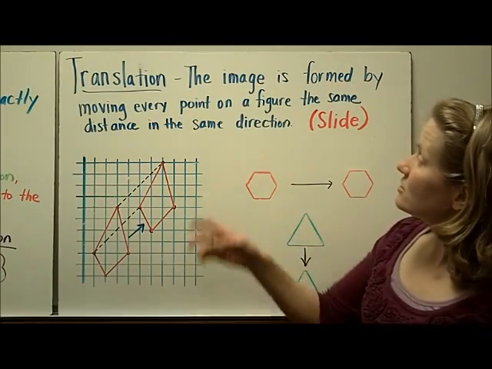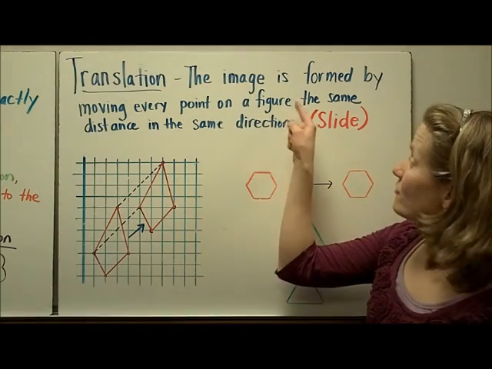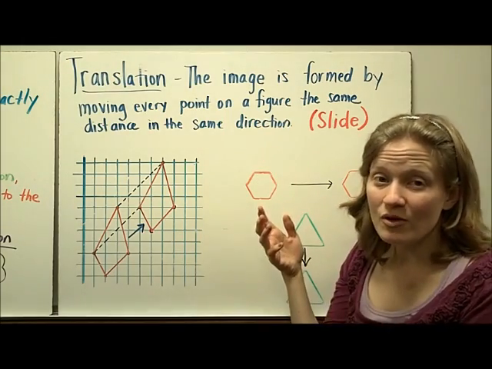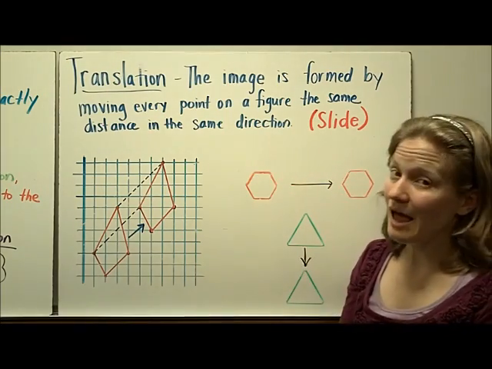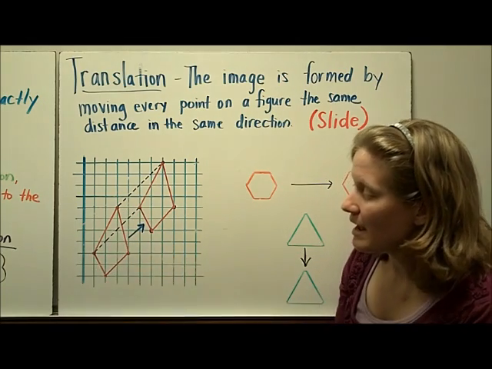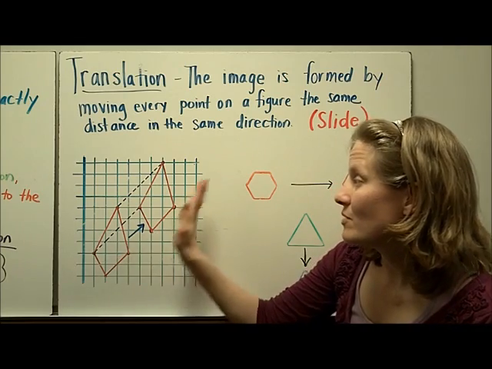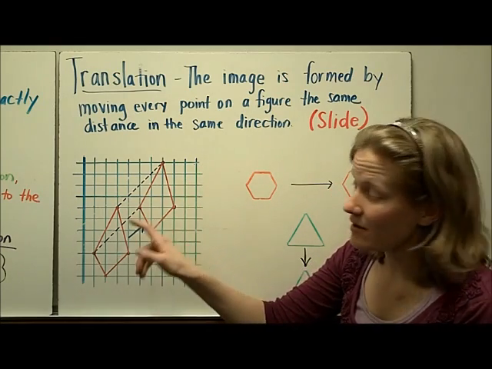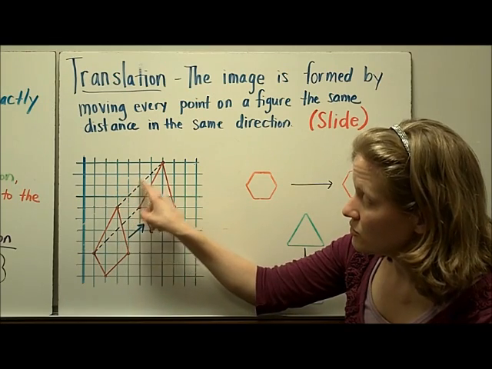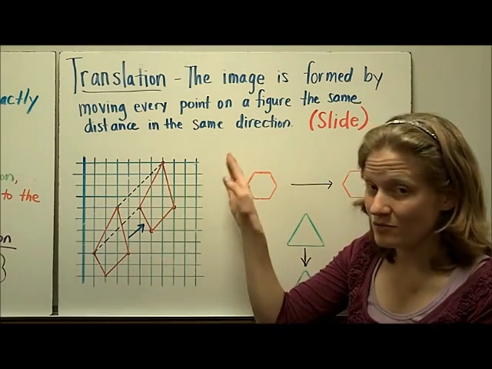First, translation is when the image is formed by moving every point on a figure the same distance in the same direction. And a simple word for it is a slide. So you can see here I have this quadrilateral, and I have moved every point on the quadrilateral up and to the right in a diagonal direction. So I'm going 1, 2, 3, 4 steps up and to the right.